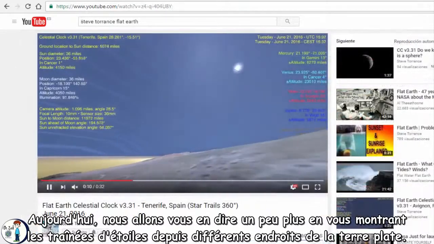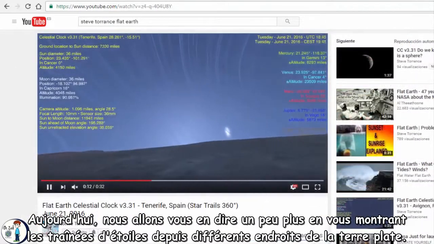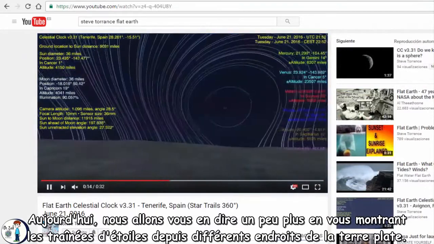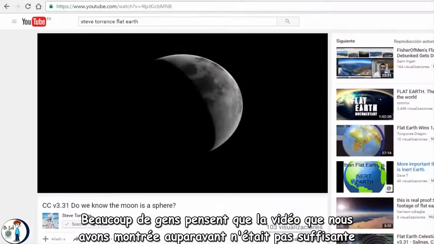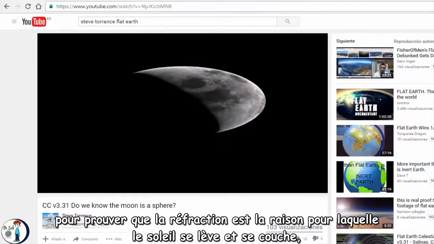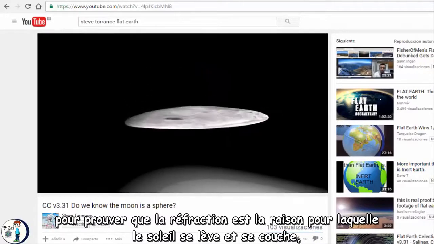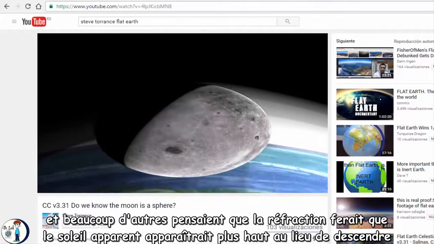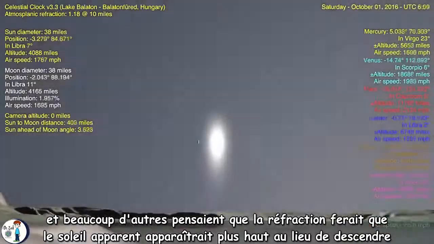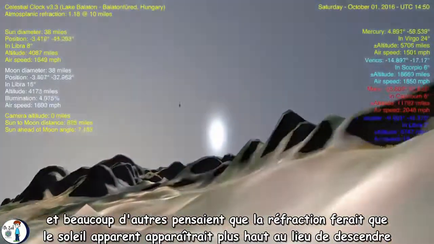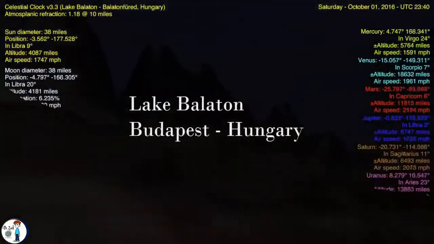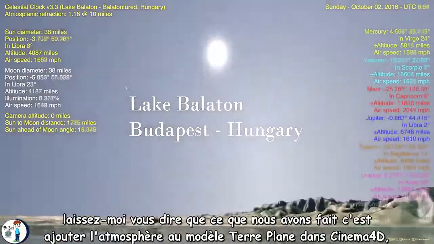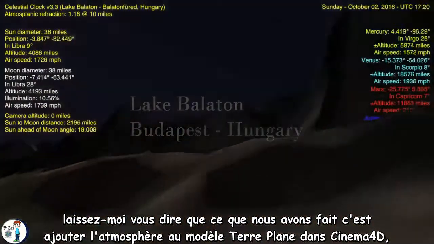Today we're going to explain a little bit more by showing you the star trails from different locations on the flat Earth. Many people thought that the video we showed before was not enough to prove that refraction is the reason why the sun rises and sets, and many others thought that refraction would make the apparent sun appear higher up instead of down.